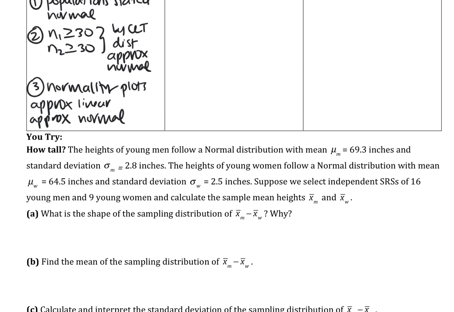Okay, the center is just like what we know to be true for sampling distributions of means, except for now we're just using the difference of means. The center of the distribution is just equal to the two parameters subtracting each other. And the standard deviation formula in this case is equal to the square root of sigma sub 1 squared over n1 plus sigma sub 2 squared over n2.